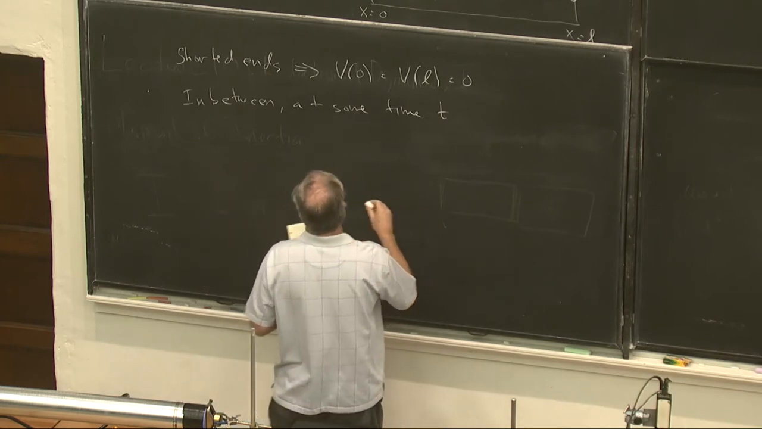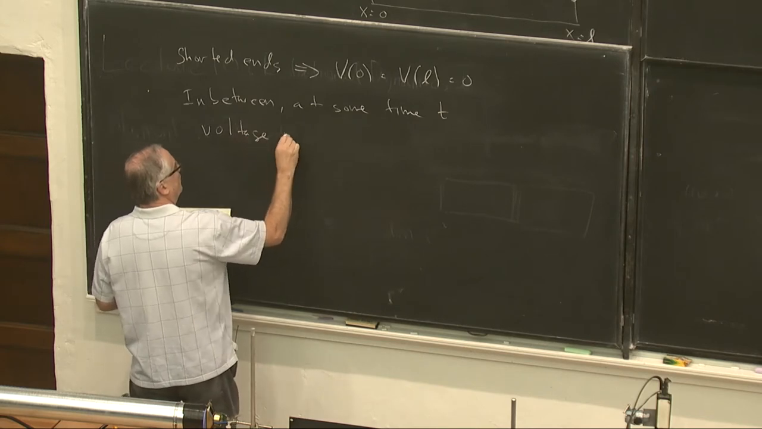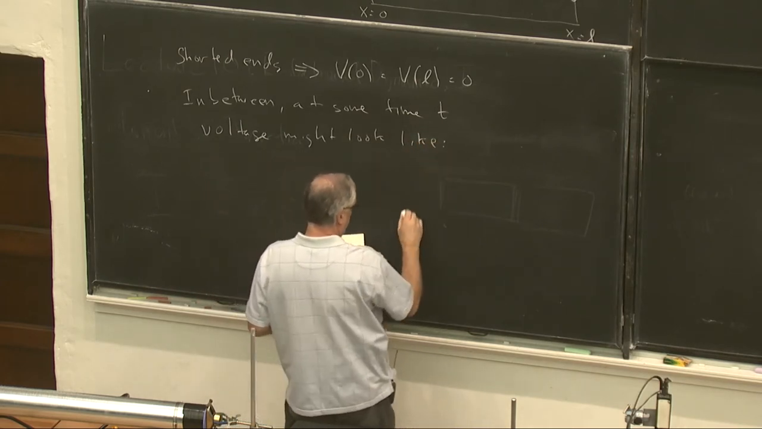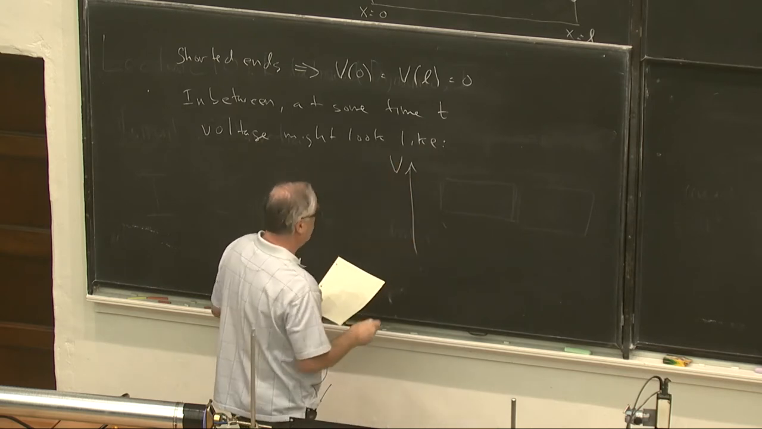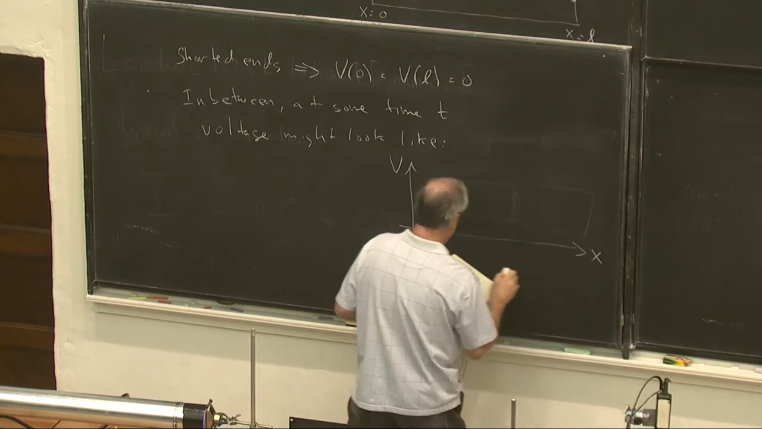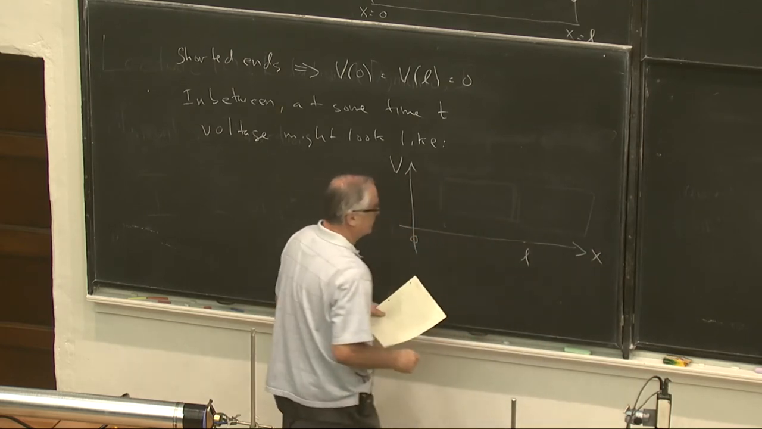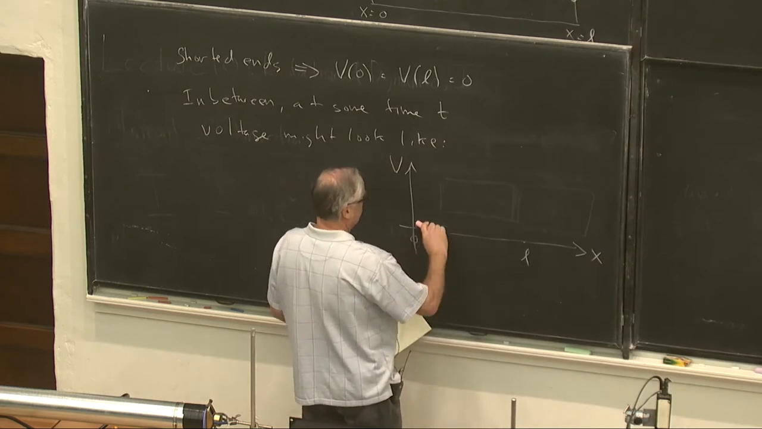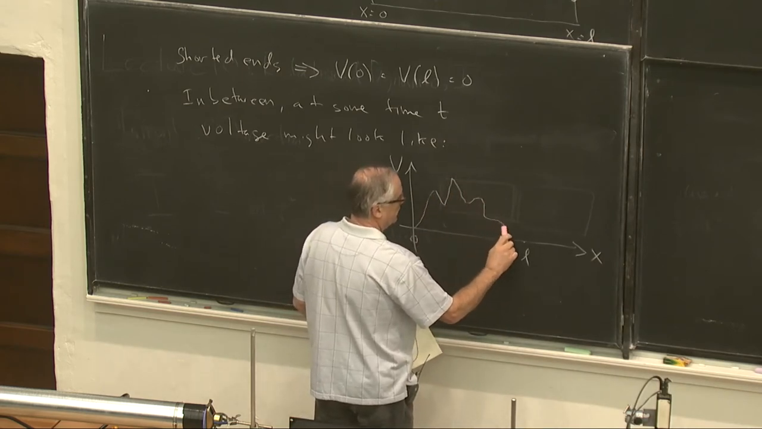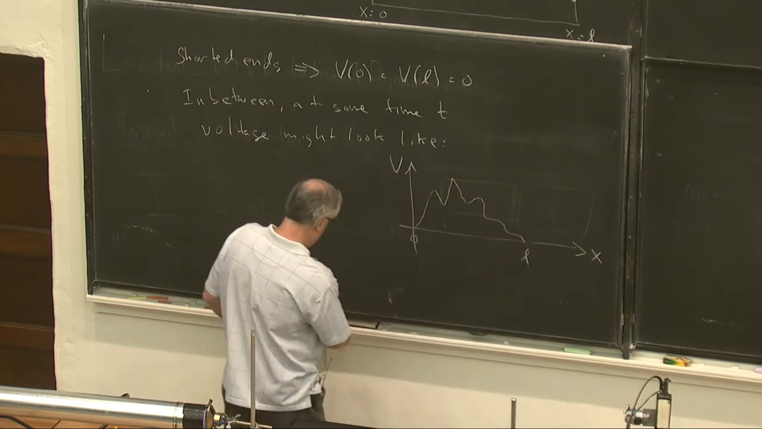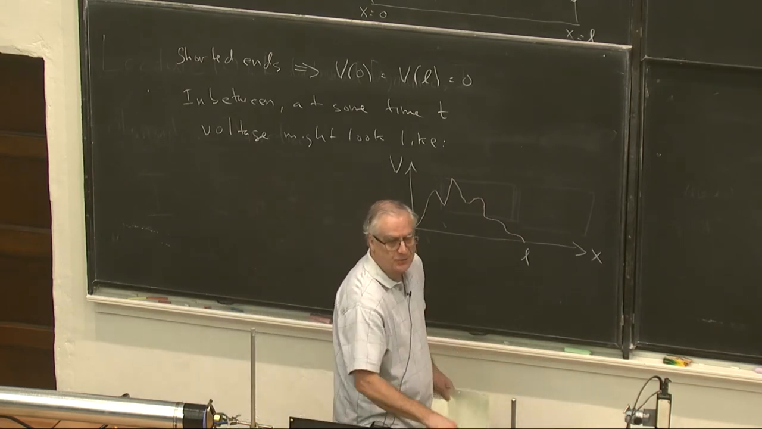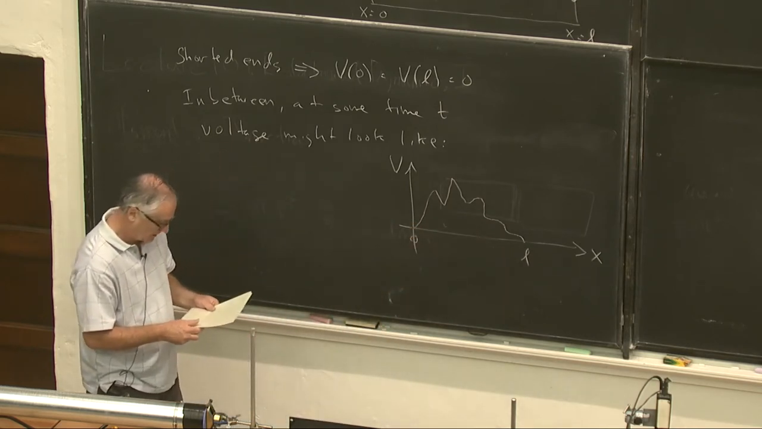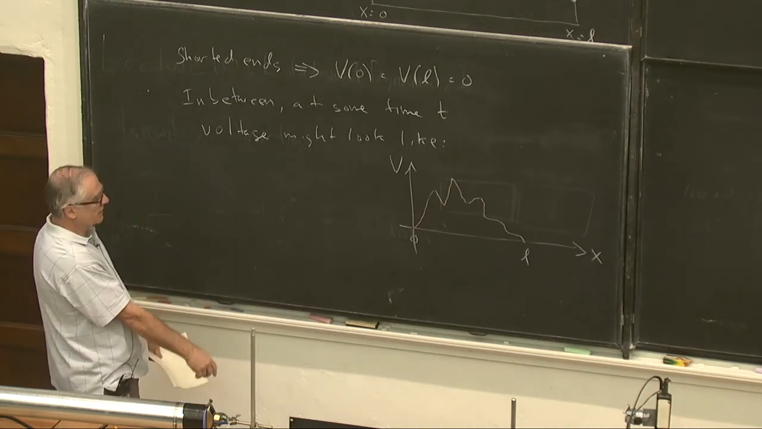And so it might look like this. So I'm going to draw, say, the voltage as a function of x. So x is 0 here, is L here. So it's got to go to 0 at those two ends. But it might look like, let's see. So it goes to 0. It might do something funny. Hopefully, I've drawn it single valued. Okay. Some arbitrary complicated shape with the boundary conditions that it's 0 at the two ends. Okay, so at some time t, I have V of x looking like this.